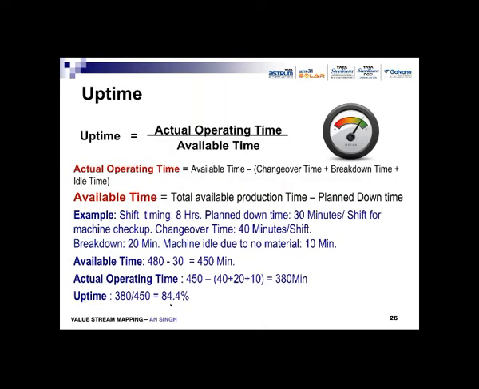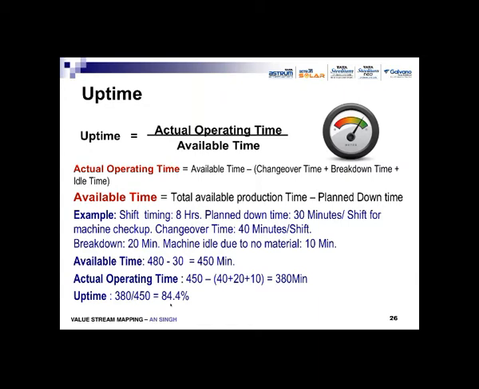Uptime, as I explained, is related to the health of equipment. Actual operating time divided by the available time. Actual operating time is calculated as available time minus changeover time plus breakdown time plus idle time. So to increase the actual operating time, or the best utilization of the machine, you have to reduce the changeover time, you have to reduce the breakdowns, you have to reduce the waiting time or the idle time of the machine. After reducing this, available time is the total available production time minus planned downtime.